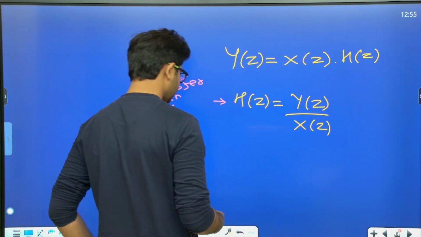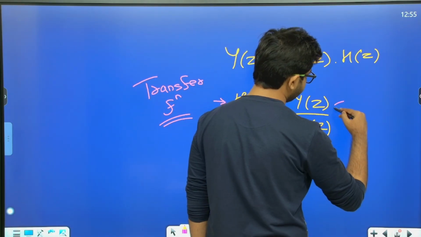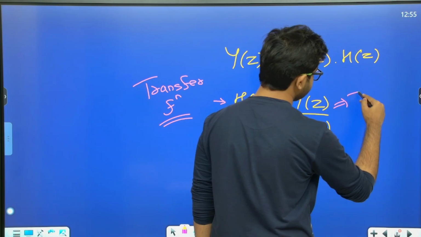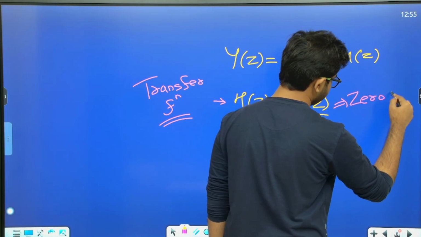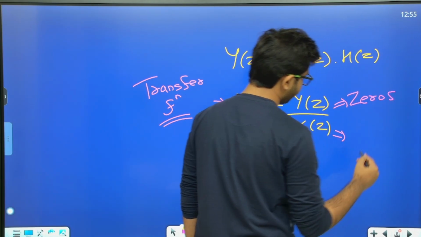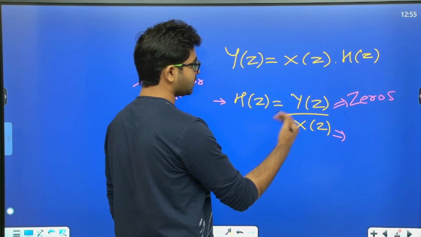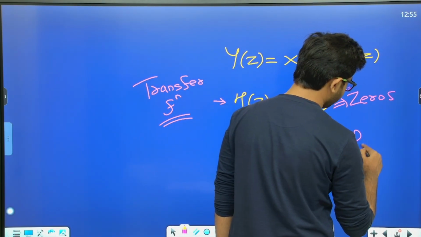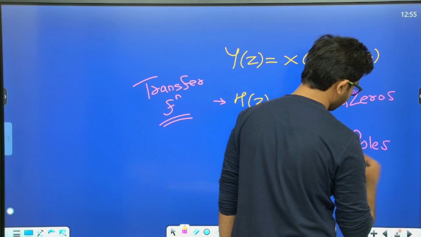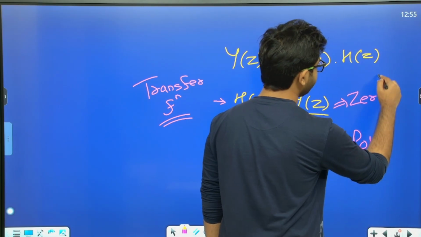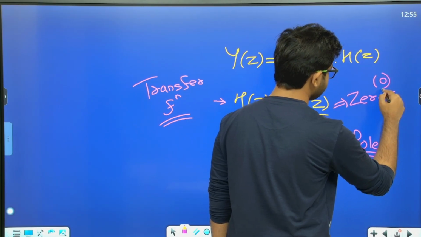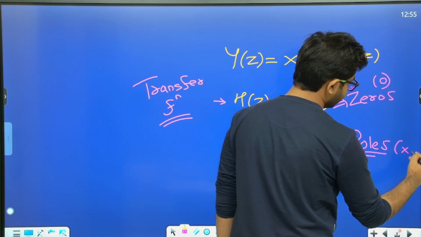What is important here to understand is that the upper part, the numerator part, denotes the zeros of the given system, and the lower part, the denominator part, denotes the poles of the system. Zeros and poles, we denote the zeros by a simple circle and poles by a cross.